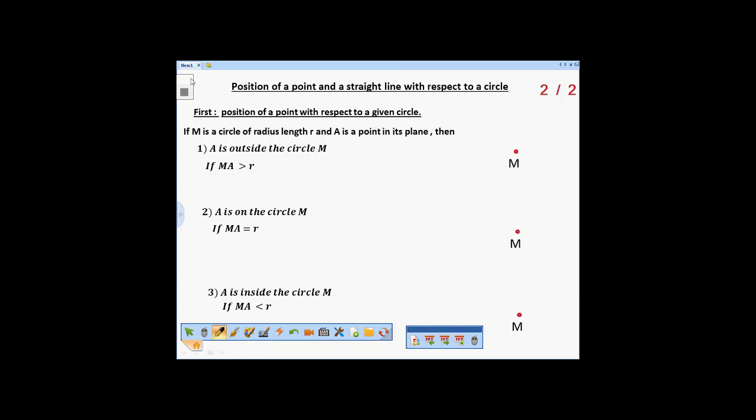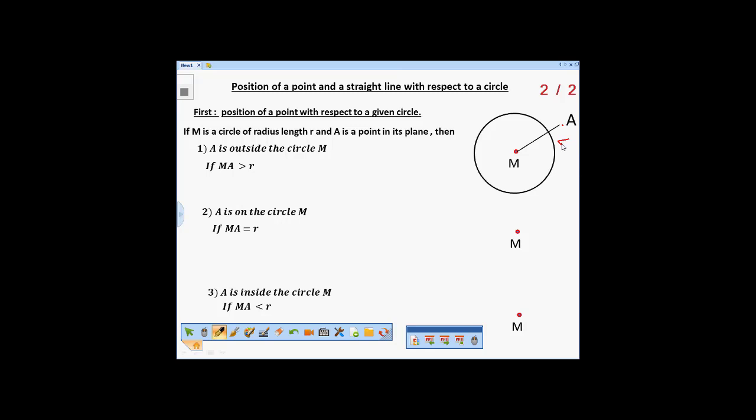If M is a circle with radius length R and A is a point in its plane, then A is outside the circle M if MA is greater than R. We find that A is outside the circle, so MA is greater than R.